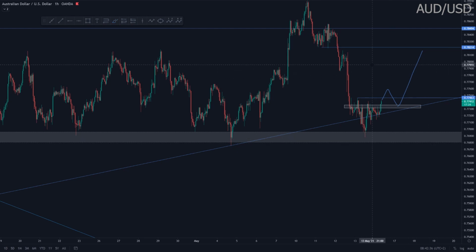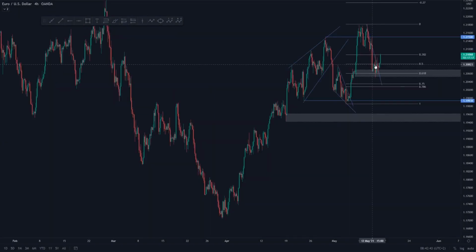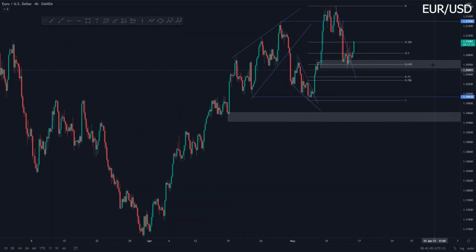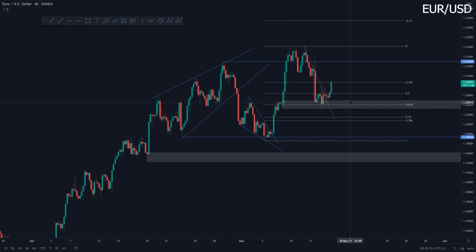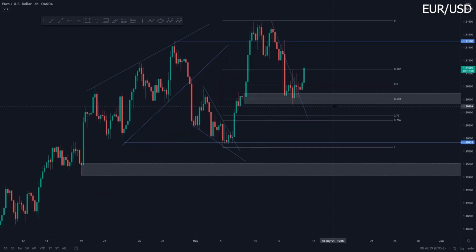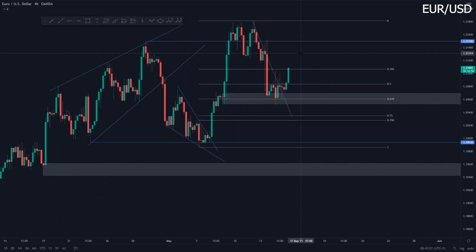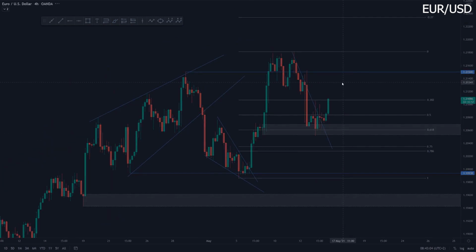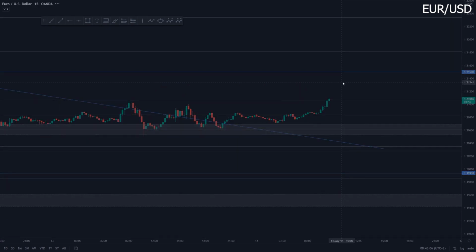So yeah, let's head over to euro dollar. And euro dollar, what an absolute beauty. As you guys know, I mentioned that we could come back down for that double bottom. So we came back down for that double bottom, hit the 618 to absolute precision, and are rejecting from this potential reversal zone.